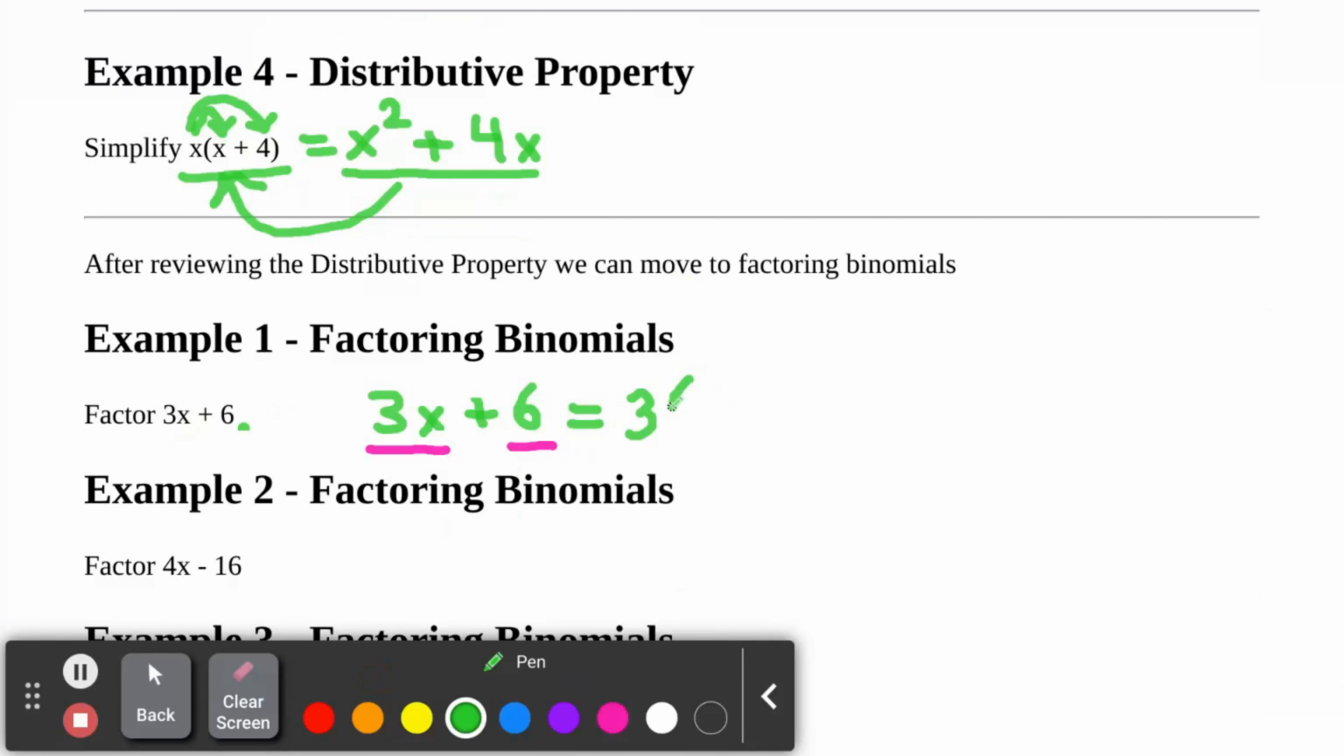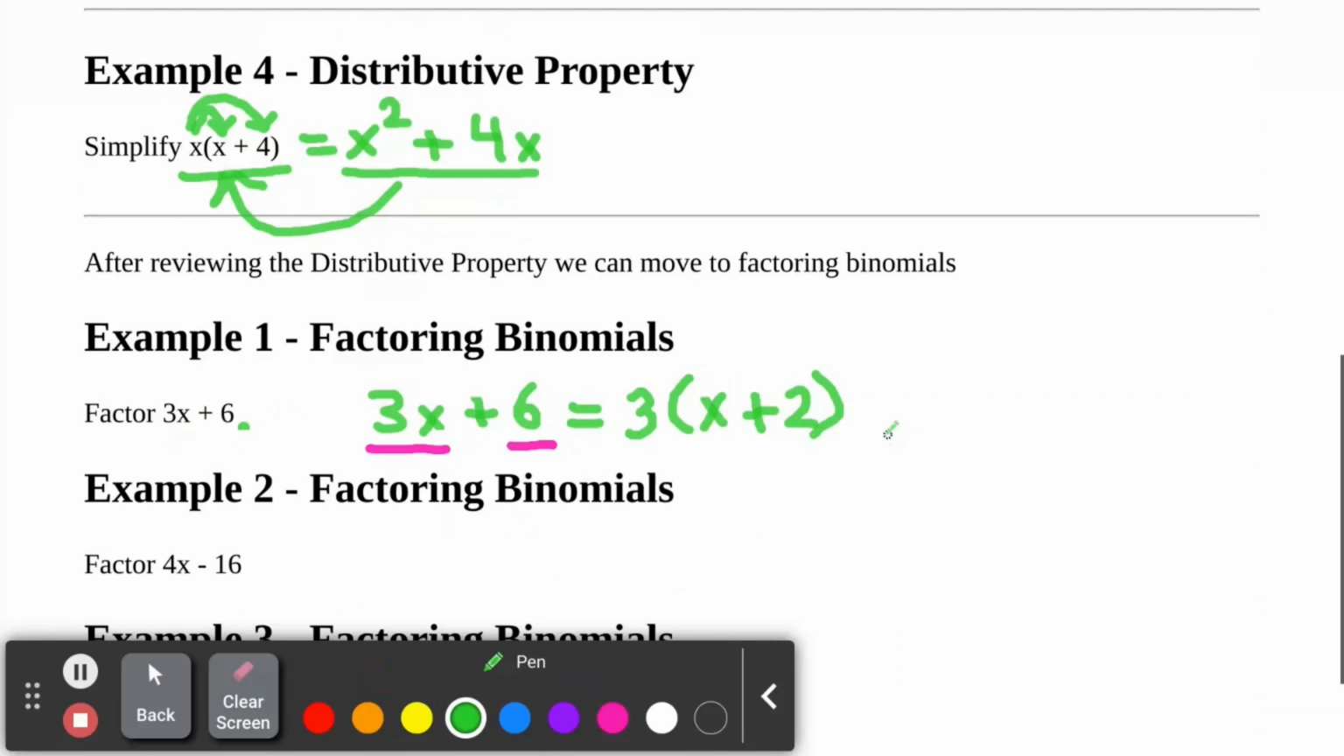And then we have to multiply it by some binomial quantity here that will be equivalent. So if I do 3 times x, that'll give me 3x. And if I do 3 times 2, that'll give me 6. And so now I've factored my binomial. Okay, let's take a look at this next example.